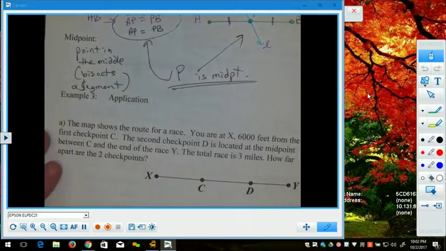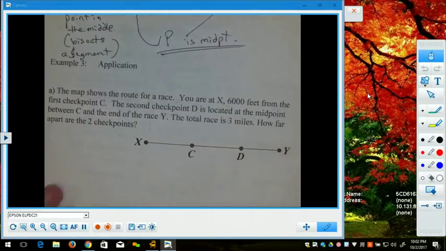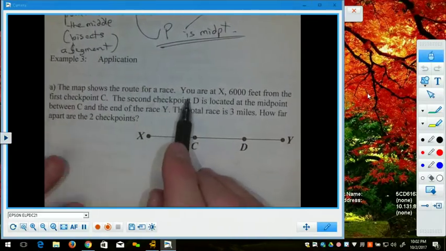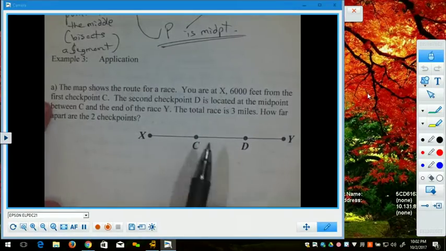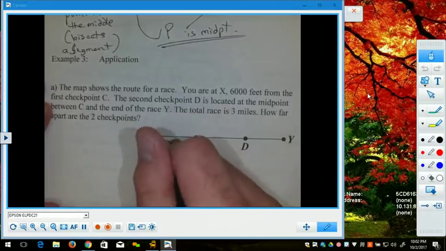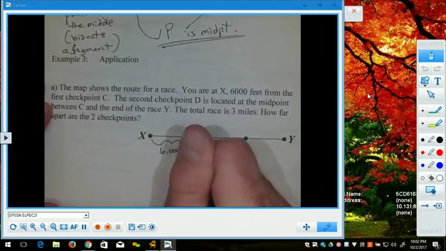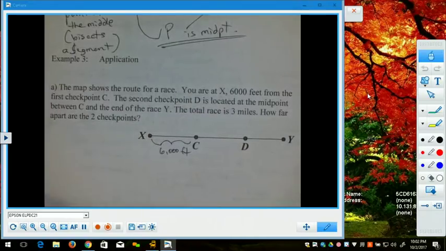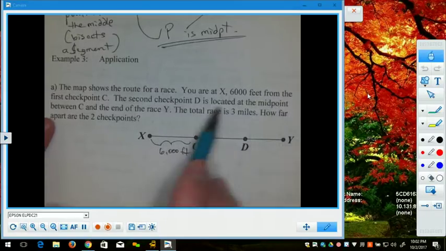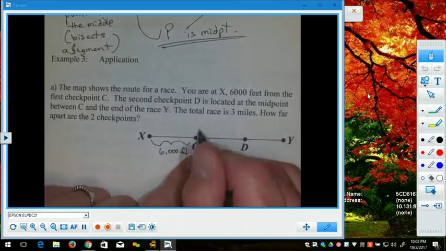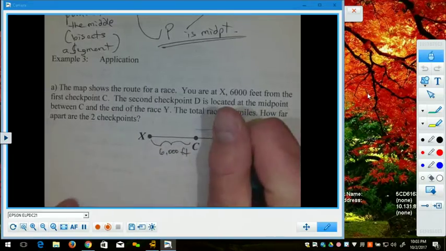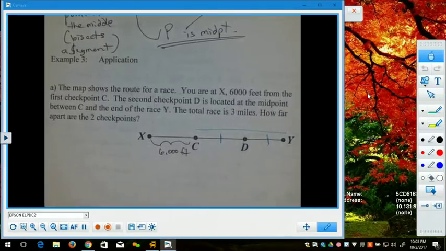So here's an application of a story problem. The map shows a route for a race. You are at X. X is 6,000 feet from the first checkpoint, C. So this is 6,000 feet. The second checkpoint, D, is located at the midpoint between C and Y. So D is the midpoint between C and Y, which means this piece and this piece are equal.